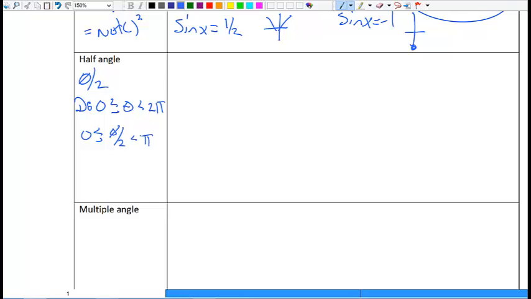And that's half of the story. There's more to it than this. But let me pull up an example of this. So I get sine of theta over 2 equals square root of 3 over 2. Okay.